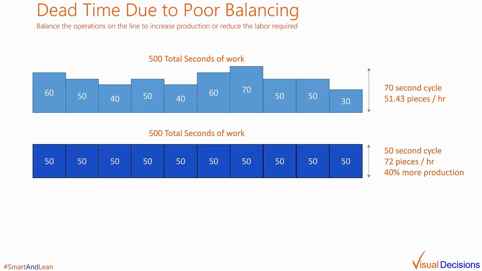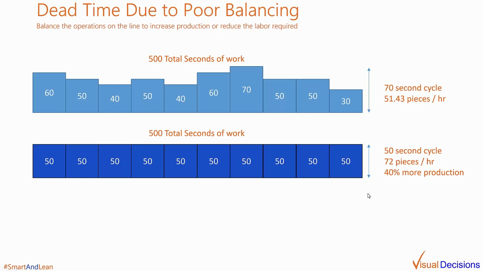And so then, if we get those operations in balance so that we shift some of the operation steps themselves so that we now have 50 seconds at each individual station, what that allows us to do is, up here, we're averaging about 70 seconds per cycle with 51 pieces produced per hour. Here, we're averaging 50 seconds per cycle, and without any more resources in the production line, we're able to get 40% more production at 72 pieces per hour.